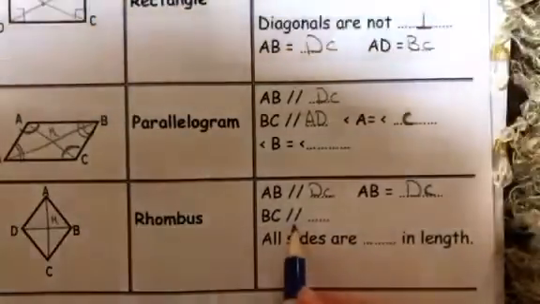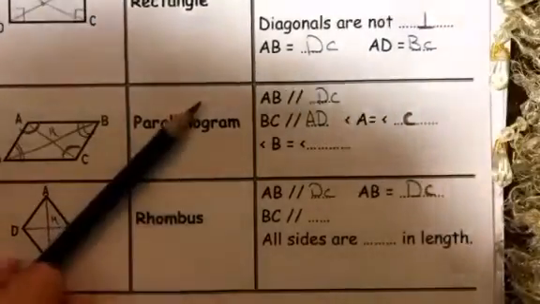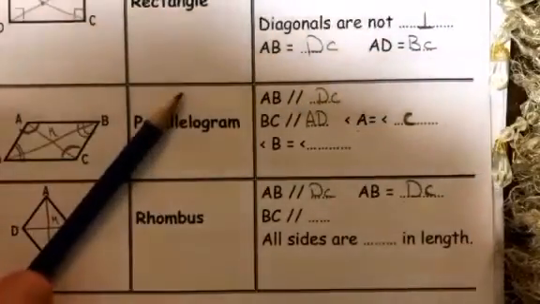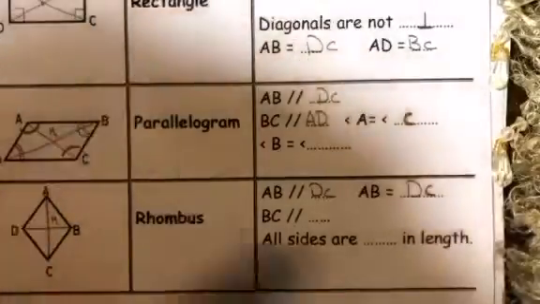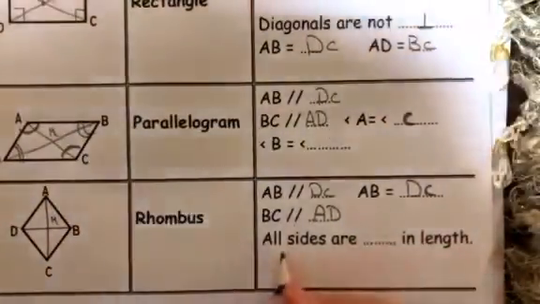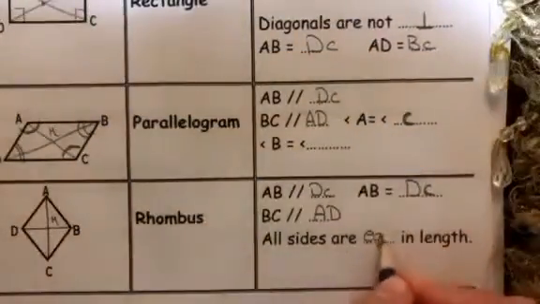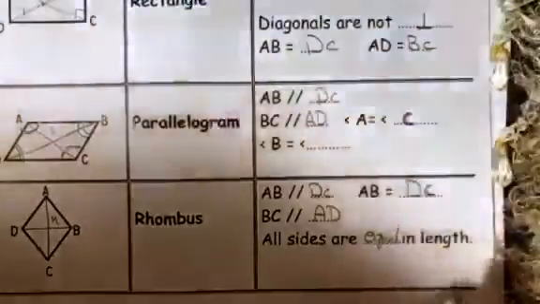BC parallel to what? Where is BC? I will put my pencil. BC parallel to what? Parallel to AD. All the sides are equal in length. They are all equal.